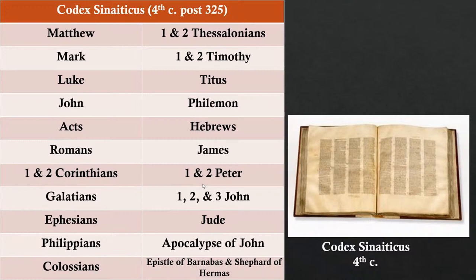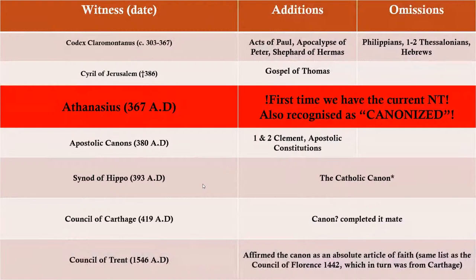Post 325 AD, we have not yet agreed upon a New Testament, or at least not the New Testament that we have. At a glance, a few more friends. Codex Claromontanus adds Acts of Paul, Apocalypse of Peter, Shepherd of Hermas, and omits Philippians and 1 and 2 Thessalonians.